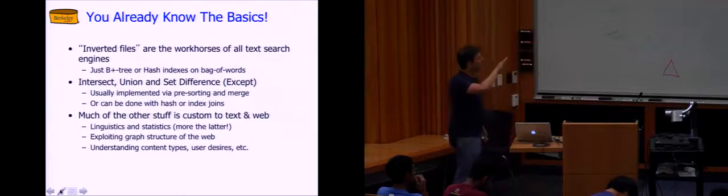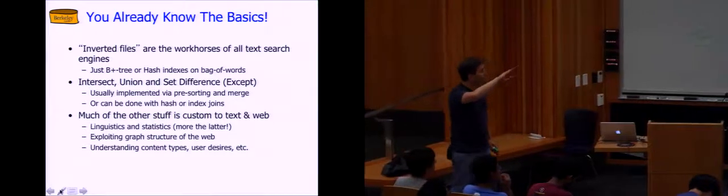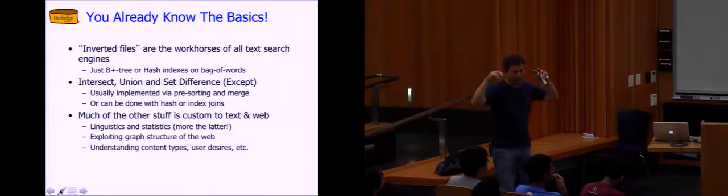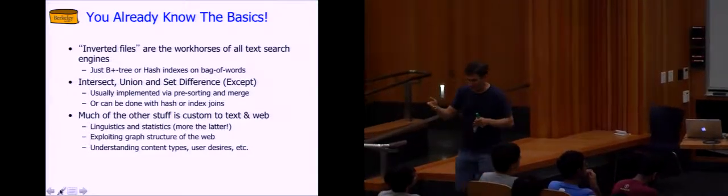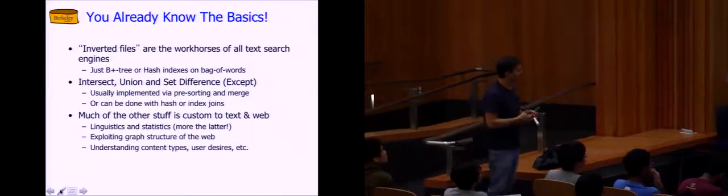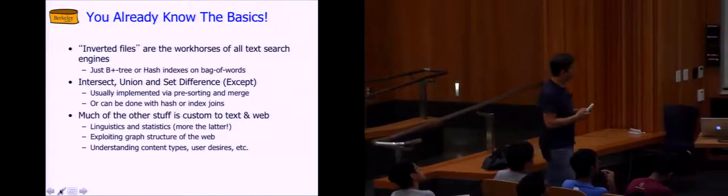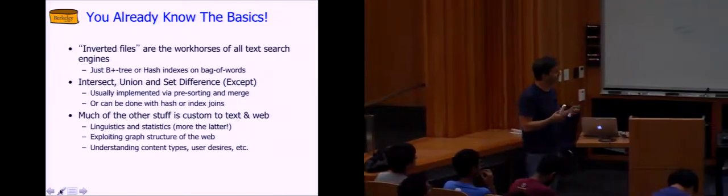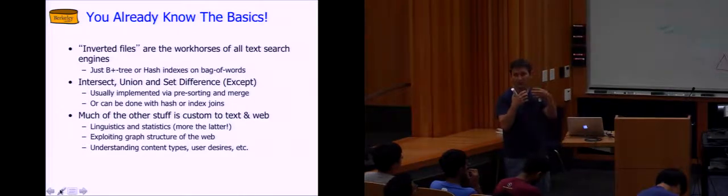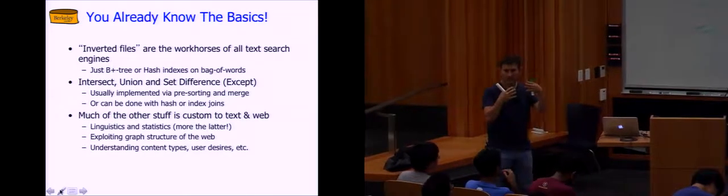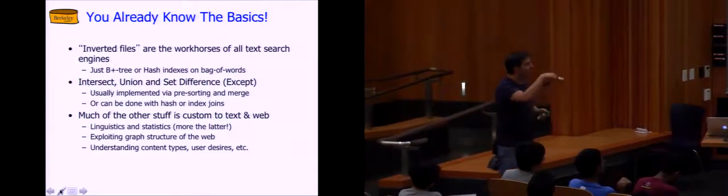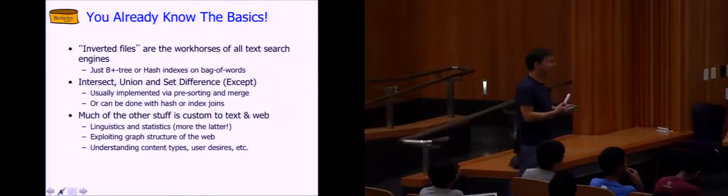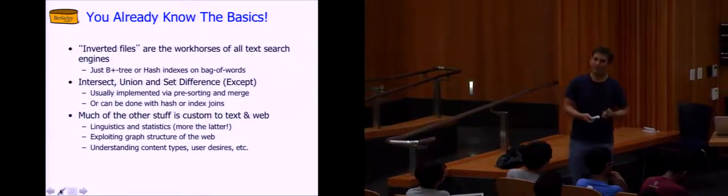So to sum up, the first half of this lecture, you already know the basics. Inverted files, which is just a shredding of the document into a relational table with an index. That's the workhorse of all text search engines. And all they do is intersect, union and set difference by postings list merge. Look up in the index, merge what you find at the leaves. Most of the other stuff is really neat, but is pretty custom for web search.